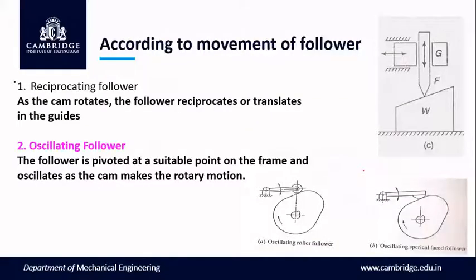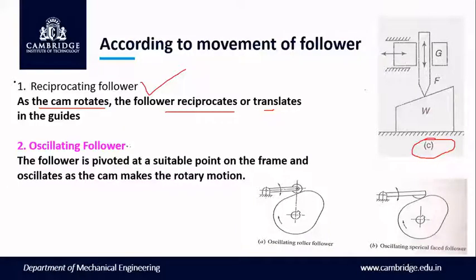The next classification is according to movement of follower. So the follower may have reciprocating motion, it may have oscillating motion also. Depending upon their motion, we have the reciprocating follower. When the cam rotates, if the follower achieves reciprocating or translation motion, it is called a reciprocating follower. So this figure C indicates the reciprocating follower. Here we used a knife edge follower to show the reciprocating follower.